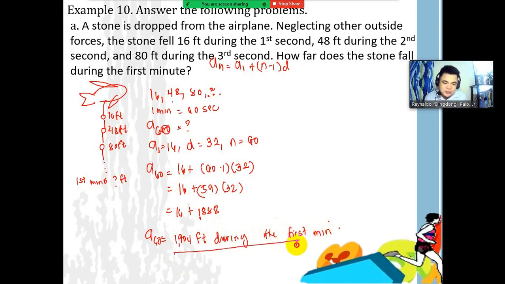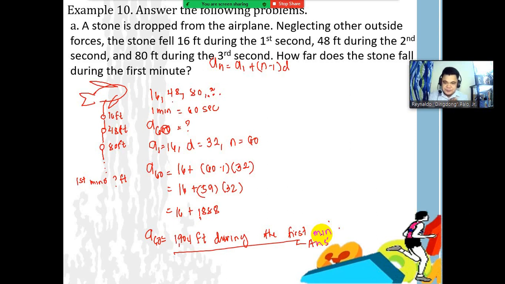So this will serve now as your final answer. Okay, what did we do? We just looked for the nth term, which is a sub 60, or 1 minute.